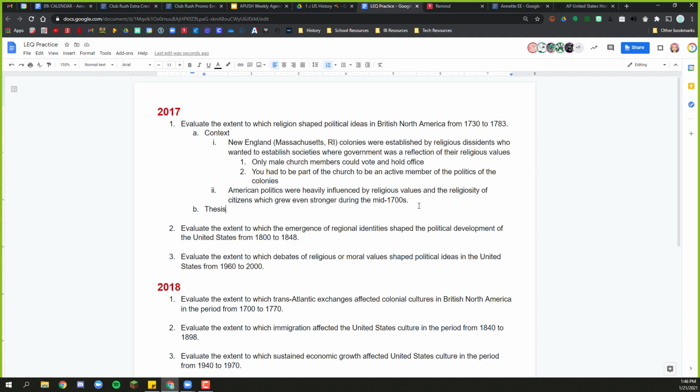does religion actually influence British North American politics during this time period? Which means I need to understand what is happening politically during this time period, and I also need to understand what the religion is. Here's the thing. Off the top of my head, I don't really remember what's happening in politics in the 1730s. I'm sorry. All I remember is the Navigation Acts, and that's not really religiously motivated.